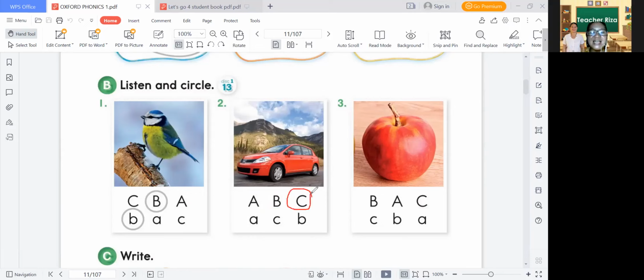Okay, the word car starts with letter C. Okay, this one, letter A, it's not. Okay, and then this one is the letter C, or the small letter C. Okay, understand? Can you hear me? Hello? Do you understand? Yes?